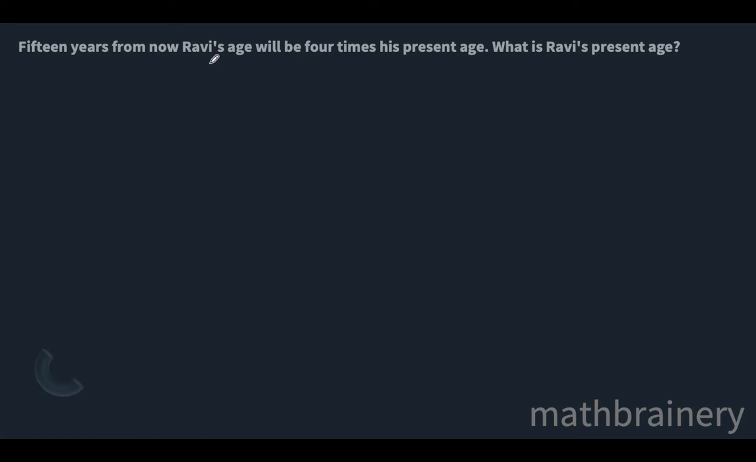15 years from now, Ravi's age will be 4 times his present age. What is Ravi's present age? Let us assume Ravi's present age as x years. 15 years later, what will be Ravi's age? It must be x plus 15 years.